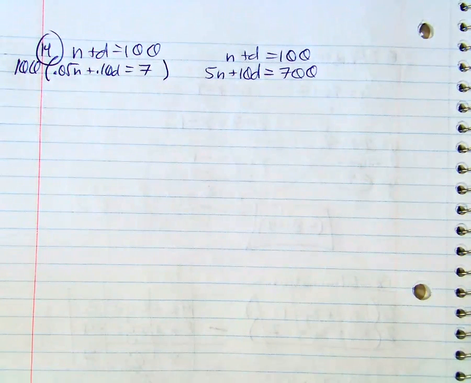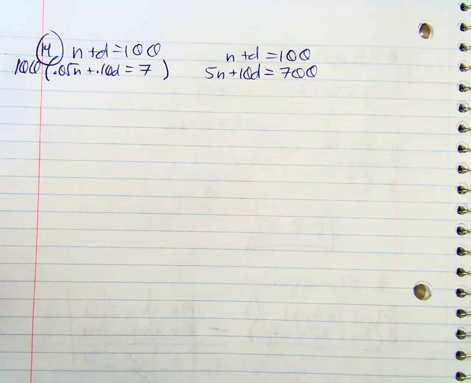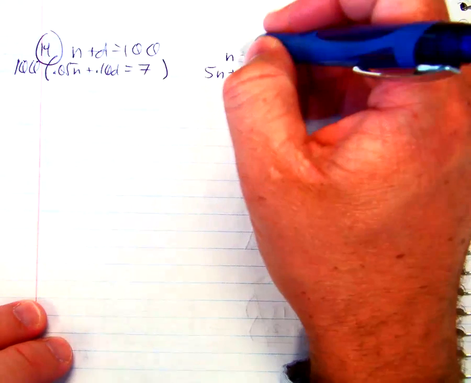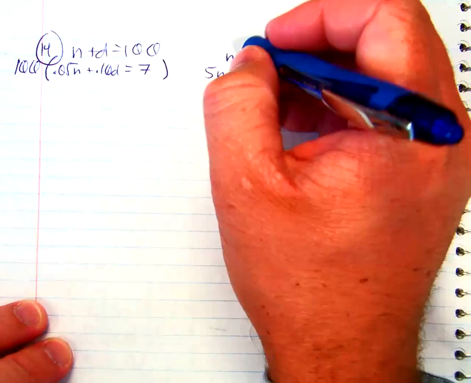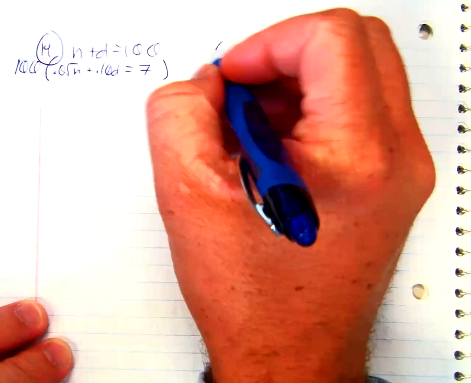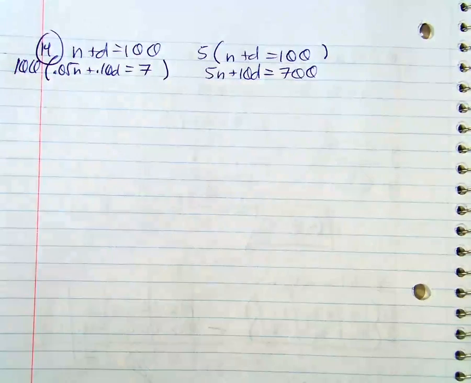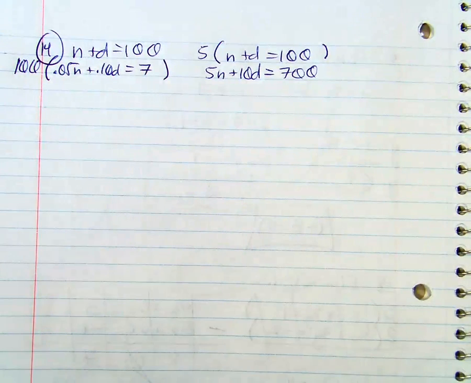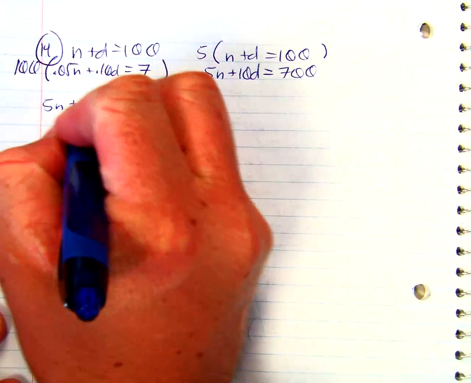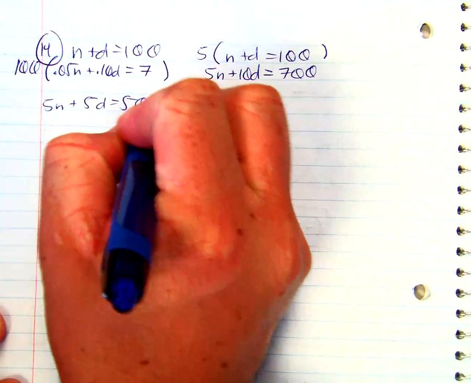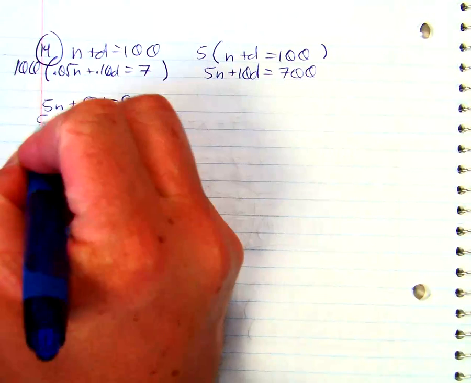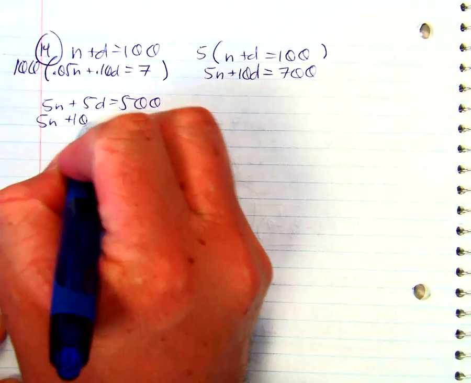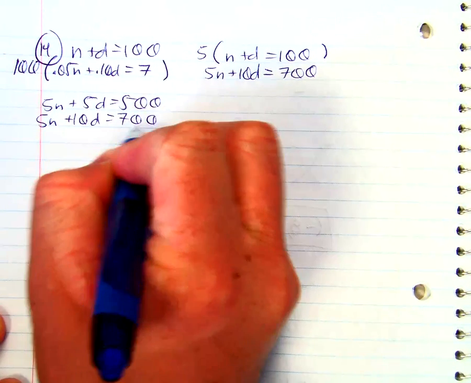Now, I still don't have anything matching yet as far as using elimination method, which is what I said I wanted to do. I can easily make this top equation match the bottom equation for one of the variables by multiplying by 5. This will give me 5n plus 5d equals 500. The bottom equation I'll leave alone. 5n plus 10d equals 700.